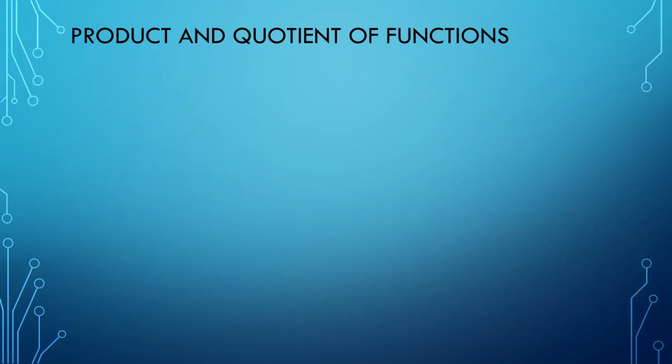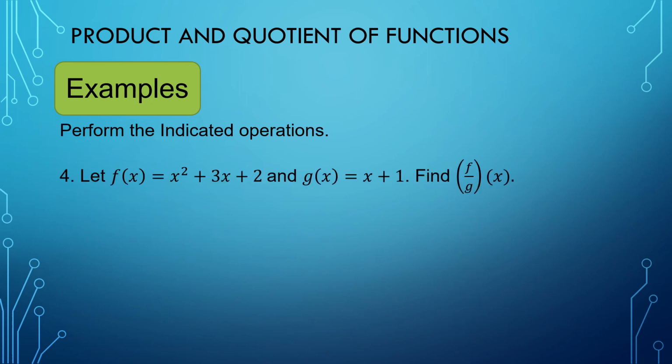Next, we have example number 4. Again, we still want to find the quotient. We have f of x equals x squared plus 3x plus 2, and g of x equals x plus 1. So we have the solution.